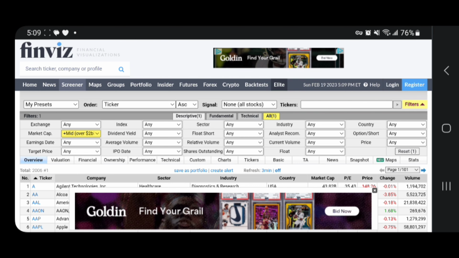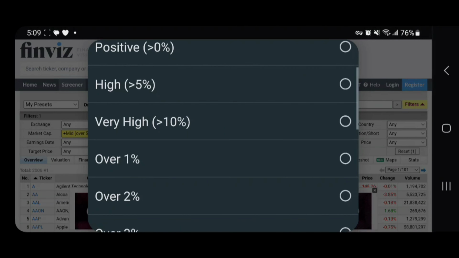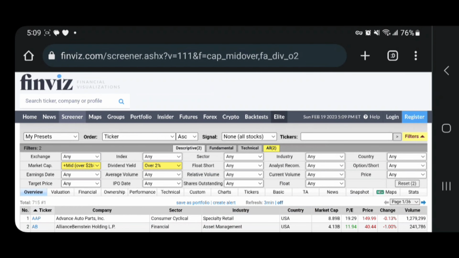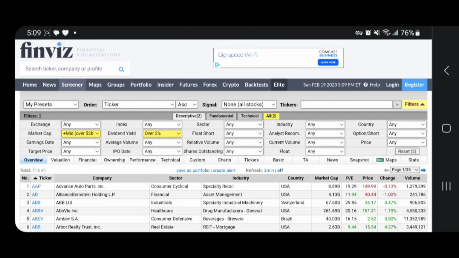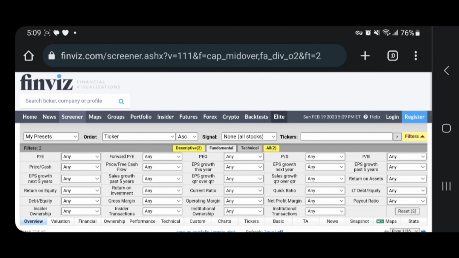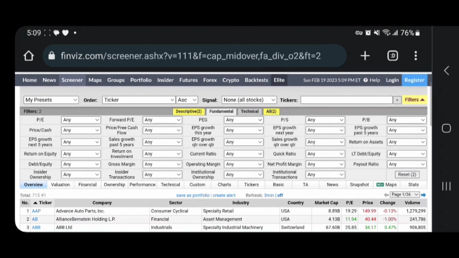Then I like to use a baseline. Right now we'll use a dividend yield of over 2%, which is over the S&P 500 right now, which is around 1.6, 1.7%. And next, let's slide over to the fundamental tab on finviz.com.